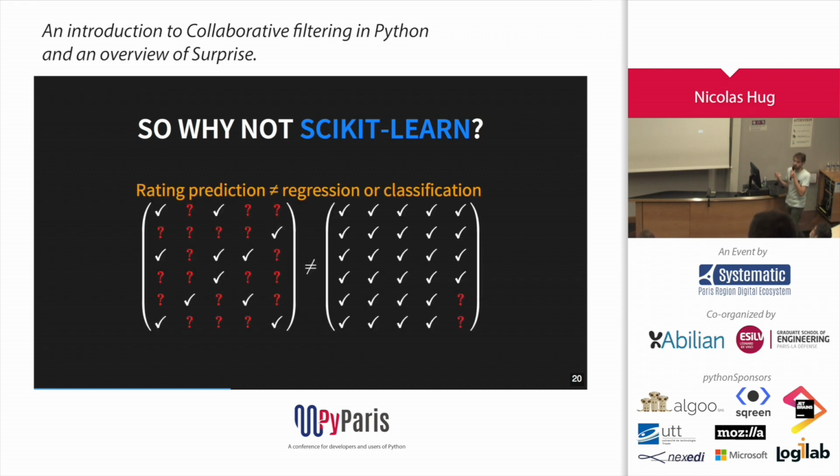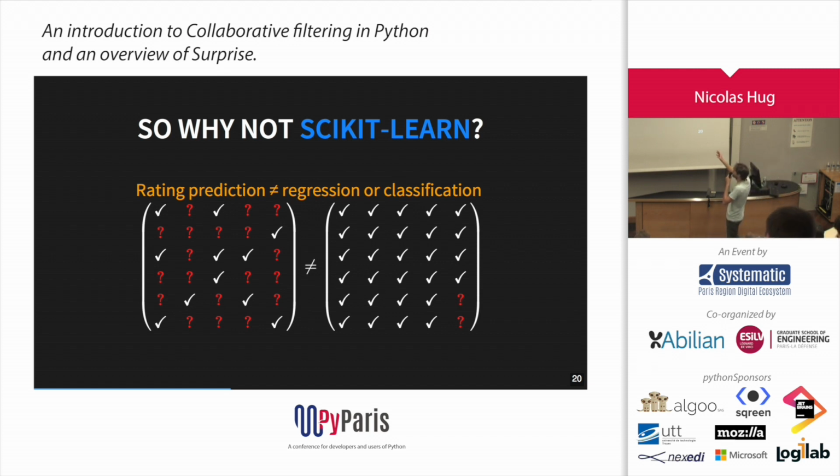So why not scikit-learn? Right, scikit-learn is one of the best libraries for doing machine learning, and recommendation is kind of a machine learning task. Or at least we treat it this way nowadays. And actually, scikit-learn was made for tasks such as regression, classification, or some other unsupervised learning. But the rating prediction problem is actually quite different from that of classification.